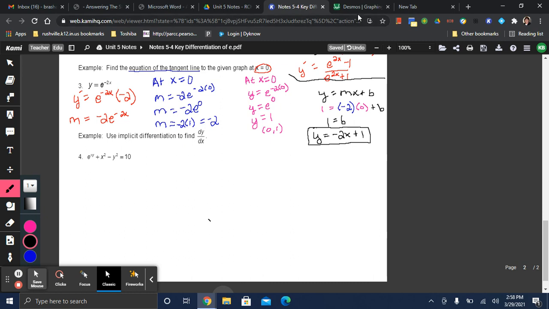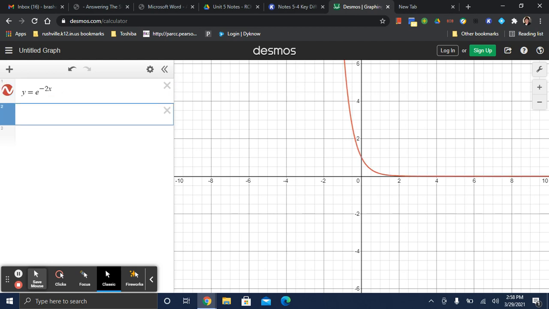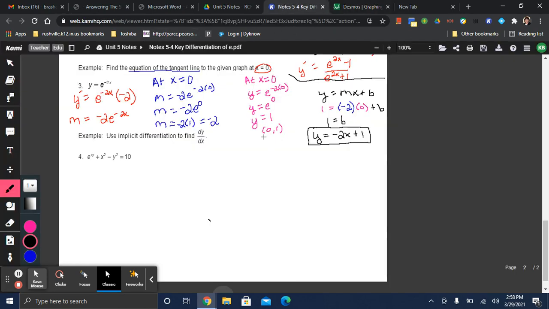And just to take a look at that on Desmos, so y equals e to the negative 2x, there's your graph. And then we got y equals negative 2x plus 1 as our tangent line. So at 0, 1, this is the one point that those two graphs have in common, is 0, 1. That's what makes it a tangent line. Its slope is negative 2, and you were able to find that with just that one point. So it's just been a while since we've talked about that.